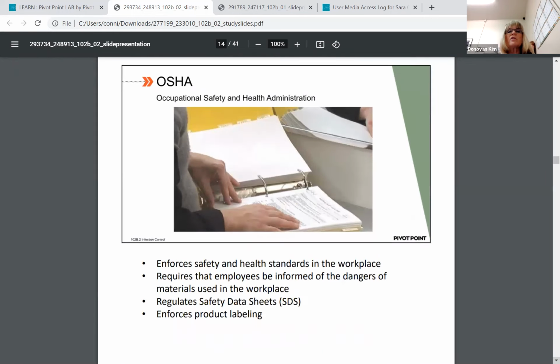OSHA is your Occupational Safety and Health Administration. These guys right here enforce it in the workplace. They require that employees be informed of dangers of materials used in the workplace. They also require the SDS, the safety data sheets, and they also enforce product labeling. So our state regulatory agency now says that all of our products have to have an original label on them. So if you have your disinfectant solution and you pour it into a disinfectant tub, you have to have an original product label, which means you can just print it out and slap it on there.